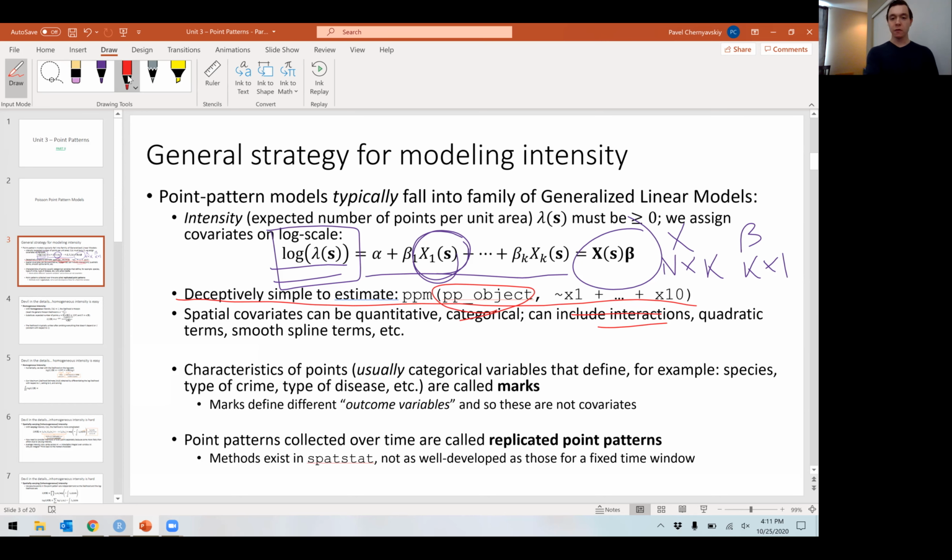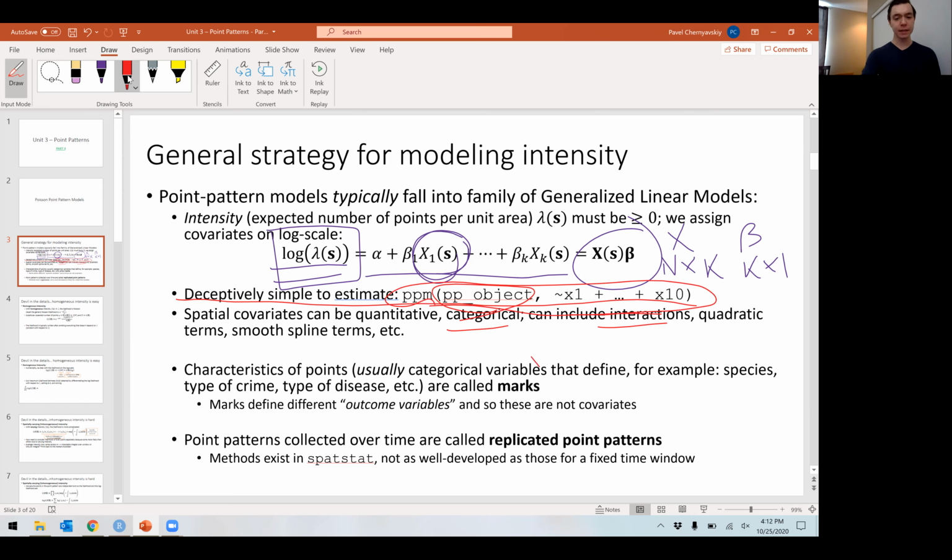So our spatial covariates can be quantitative and categorical, right? Something quantitative can be something like a trend in spatial coordinates. It can be something like an elevation or a gradient. It can be categorical. So you can, for example, record land use and see the difference in your intensity as far as different land uses go. They can certainly include interactions, quadratic effects, smooth effects. And the reason why is, again, how this type of model gets fit and analyzed.